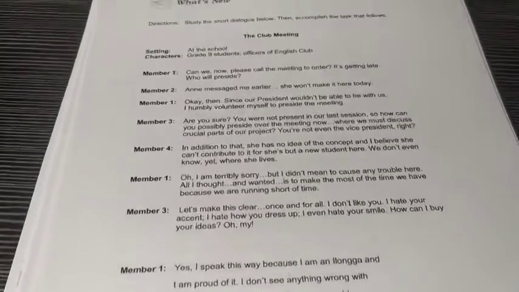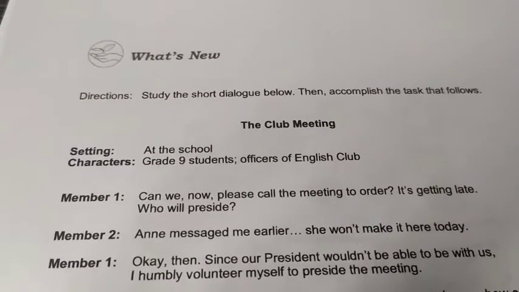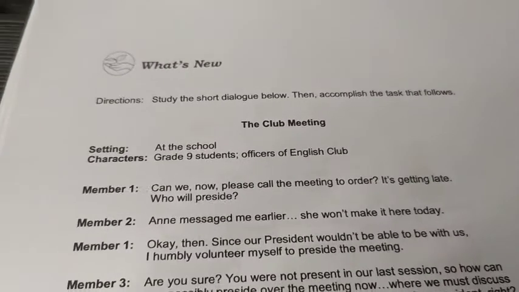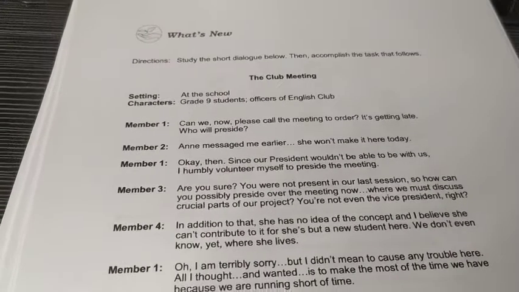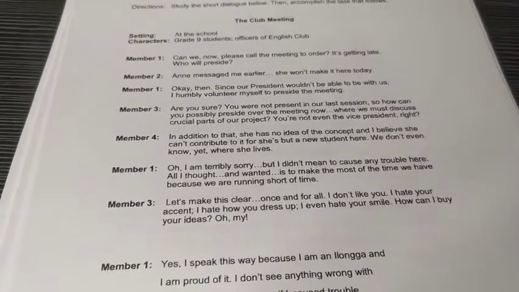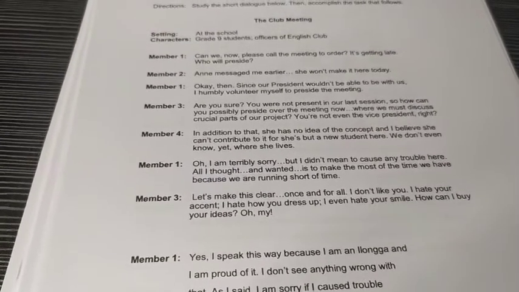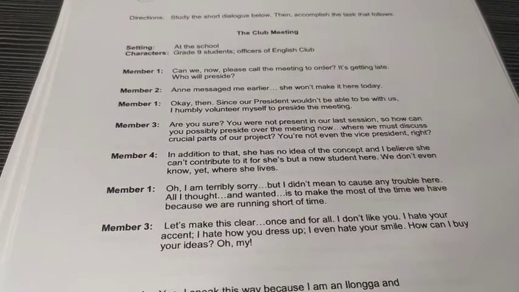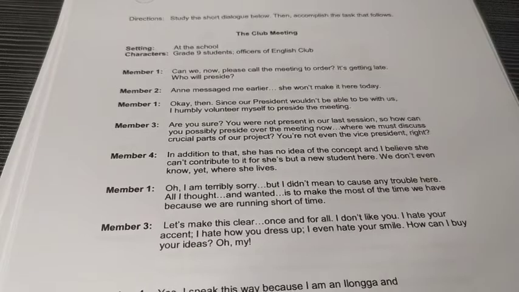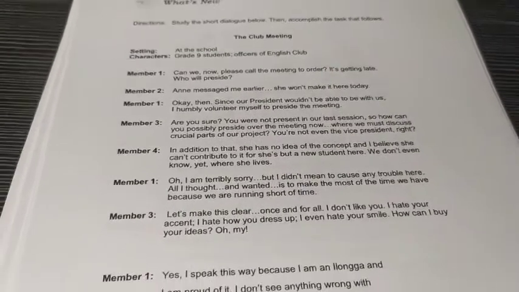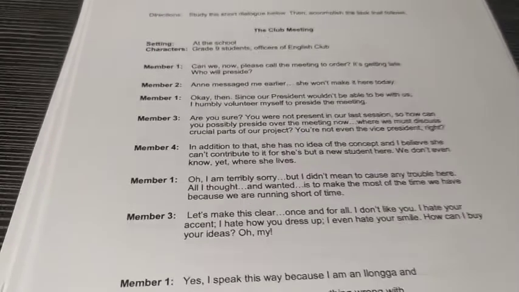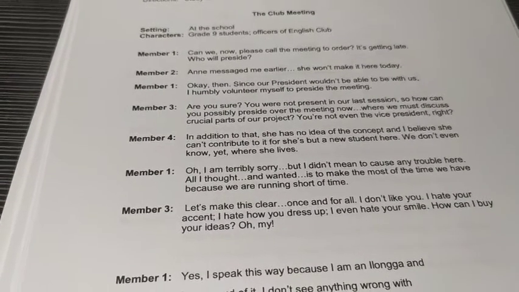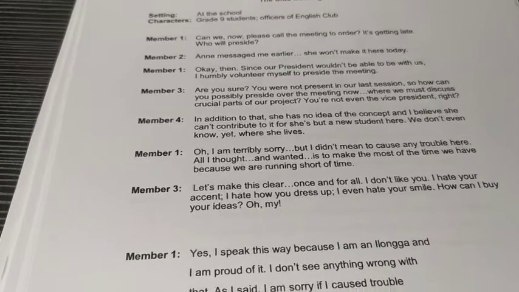And going to the next part of this module, "What's New". Study the short dialogue below, then accomplish the task that follows. There is a conversation here which is entitled The Club Meeting. The members are talking to one another about a particular topic, and the setting is they are in the school. The characters are all grade 9 students and the officers of the English club. After reading that, you will analyze how they interact with one another, how they talk, how they treat one another based on particular characteristics or traits that they have.